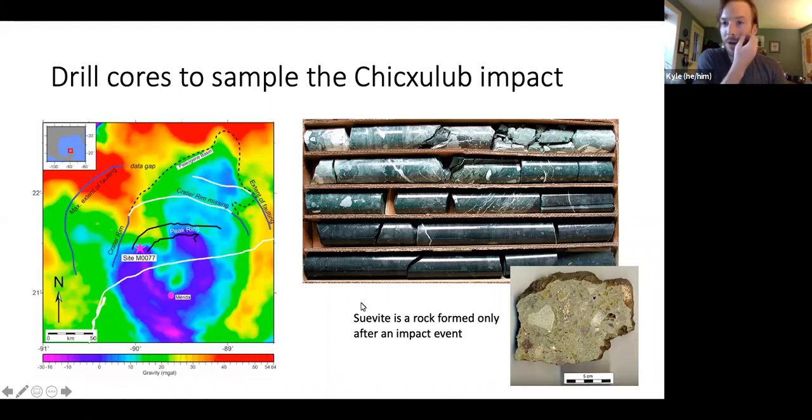So this was probably a happy accident, would be my long-winded answer for that. So what they were looking for is this suvite. I also have no idea, oops, there's my cat. Have no idea how to pronounce this particular mineral, but this is a particular type of rock that is only formed after an impact event. So you can see a different example of what this mineral looks like.